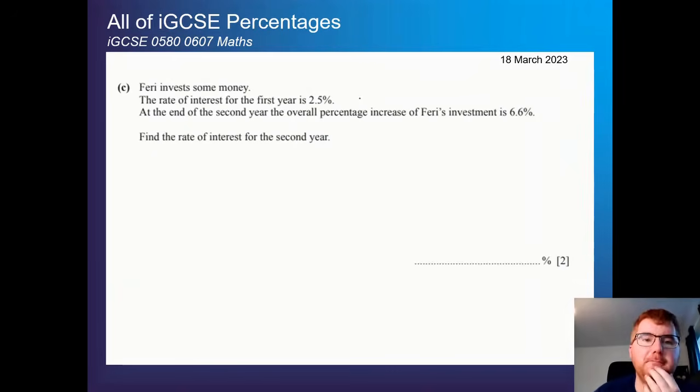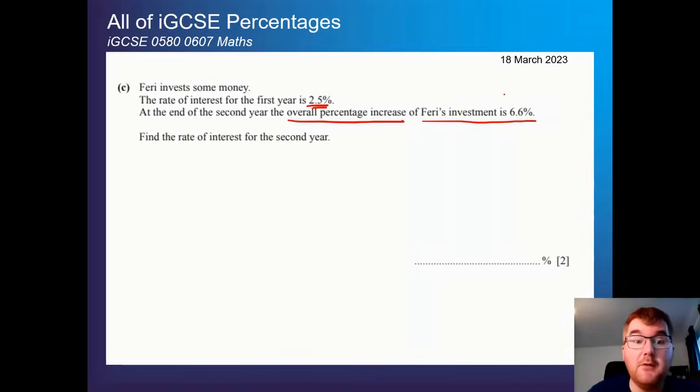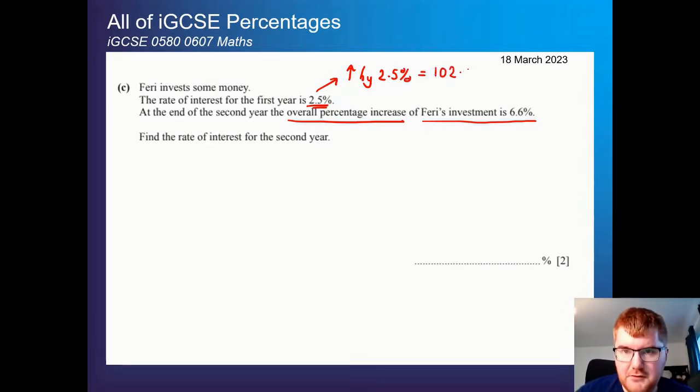Okay, and on to some typical investment questions. So Ferry here invests some money, and the rate of interest for the first year is 2.5%. And at the end of the second year, the overall percentage increase of Ferry's investment is 6.6%. We want to work out the rate of interest that achieved that 6.6%. So the first thing that comes to mind here is we want to increase this by 2.5% in the first year. Well, if we're increasing by 2.5%, that's 102.5% in total. So if you divide by 100, it gives us 1.025.